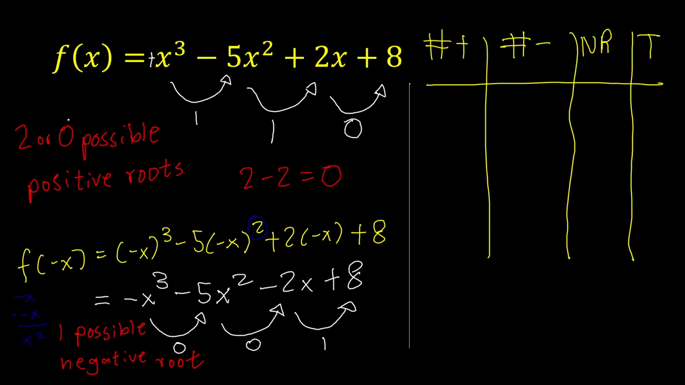And as you can see here, we have 2 or 0 possible positive roots. So we also place here 2 or 0. As for the possible negative roots, since there's only 1, we also only place 1 here. As for the total, it is the highest degree of the polynomial function, which in this case is 3.